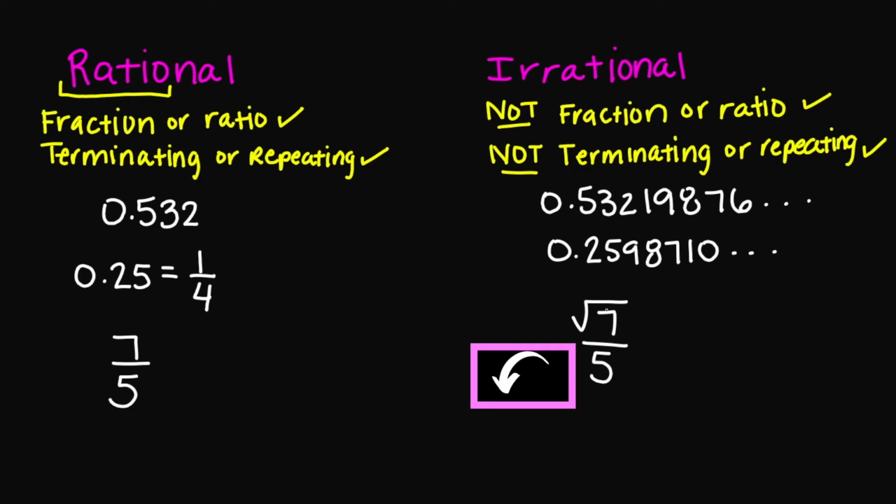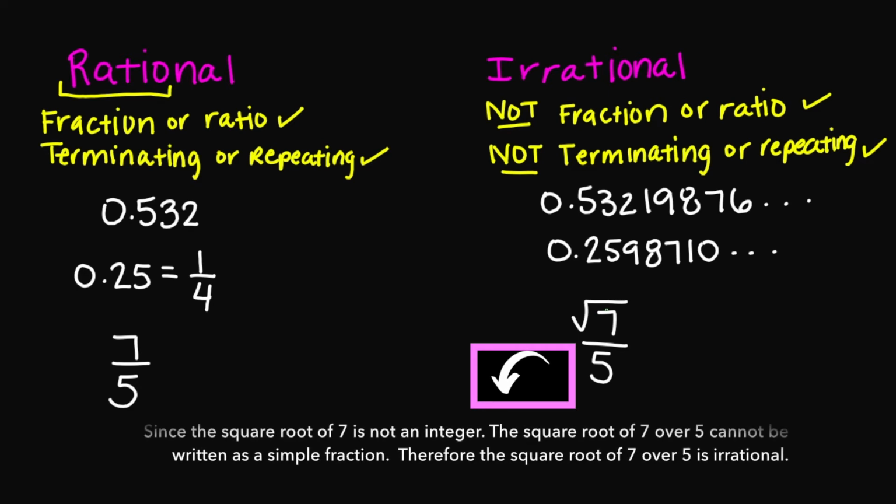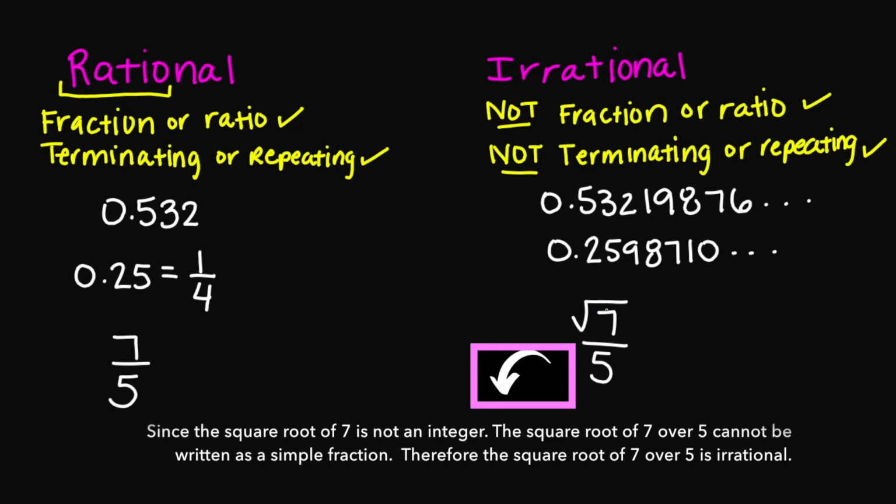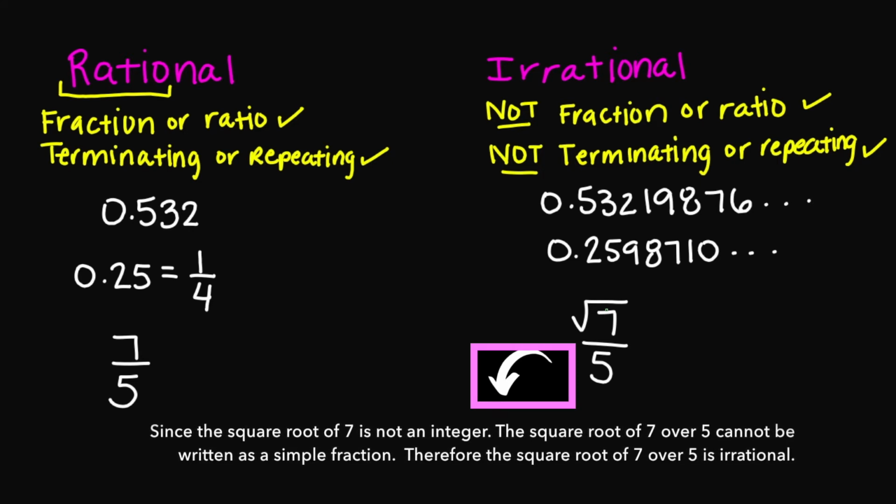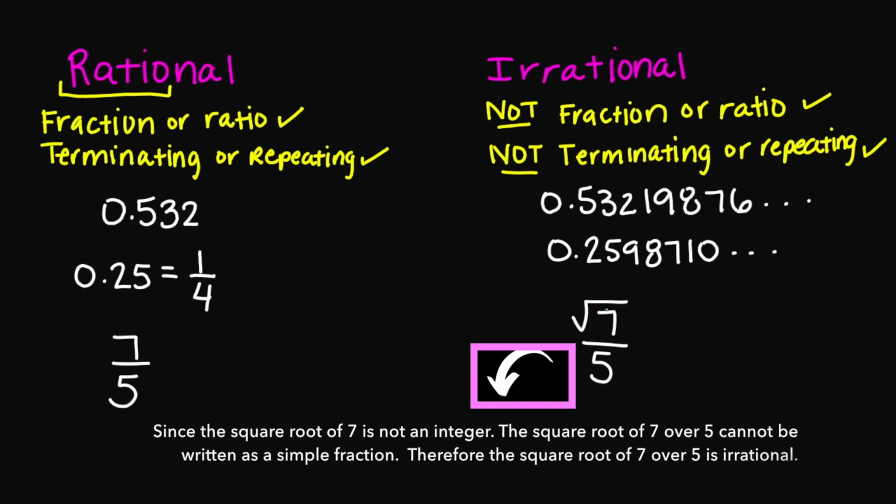And for this example here, since the square root of 7 is not an integer, the square root of 7 over 5 cannot be written as a simple fraction. Therefore, the square root of 7 over 5 is irrational.